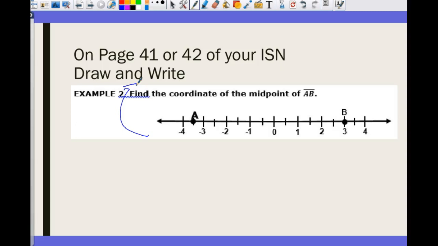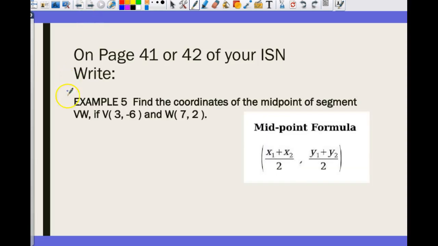Okay. Are you guys working on this problem? Yes. I meant this problem, I'm sorry. Don't worry about this example. Don't worry about this example 5.